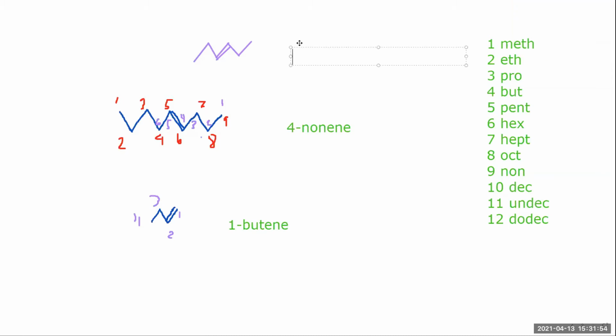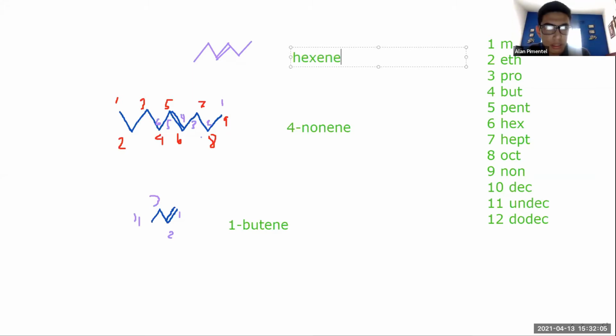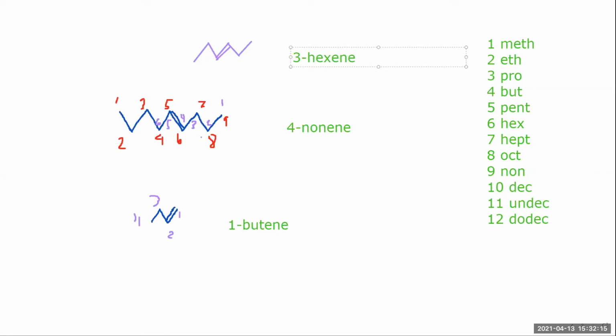Hexene. 3-hexene. 1, 2, 3, or 1, 2, 3. Oh, it works out either way. So you're counting the number in front of it to where the double bond is. Is that correct? That's right.